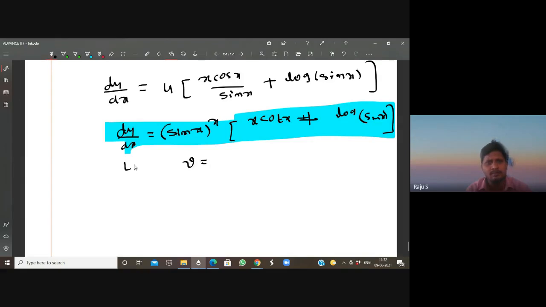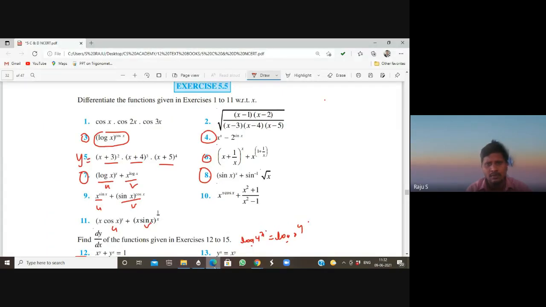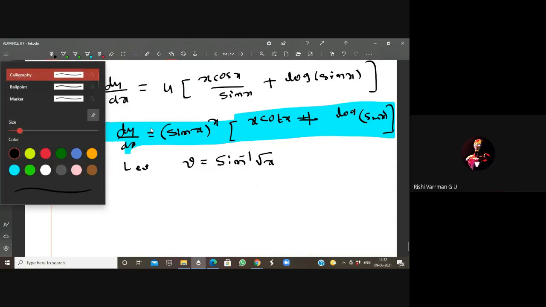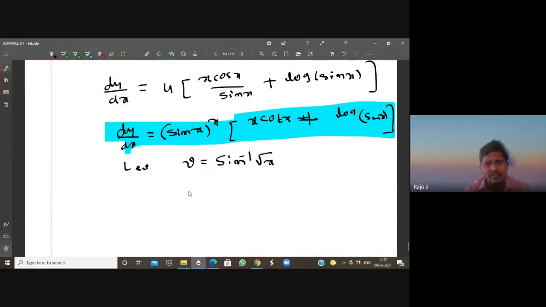What is v? The v value is sine inverse root x. Is it necessary to apply logarithm on both sides? Yes, anyone? Students, no. So then differentiate with respect to x on both sides. Anyone, what is dv by dx?